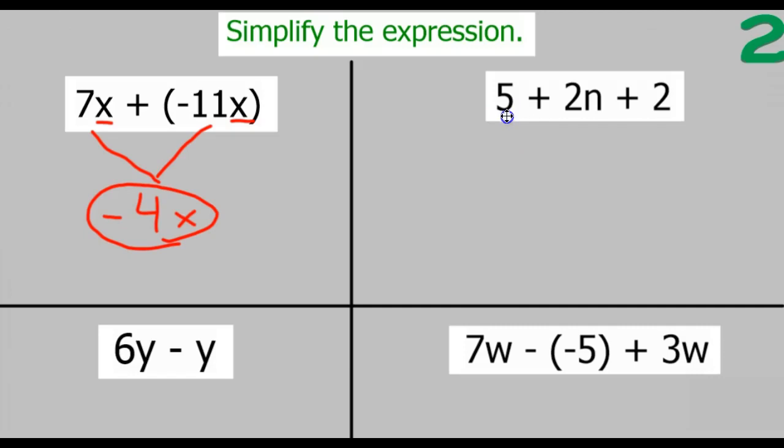Here I have 5 plus 2n plus 2. Well, I see an n, I see my variable, but I don't see any other variables around. So I know I can't combine anything with 2n. So 2n stays by itself, or stays like it is. What I can combine, though, is the numbers that both do not have a variable, 5 and 2. So 5 plus 2 gives me 7. So simplifying this expression, we get 2n plus 7.